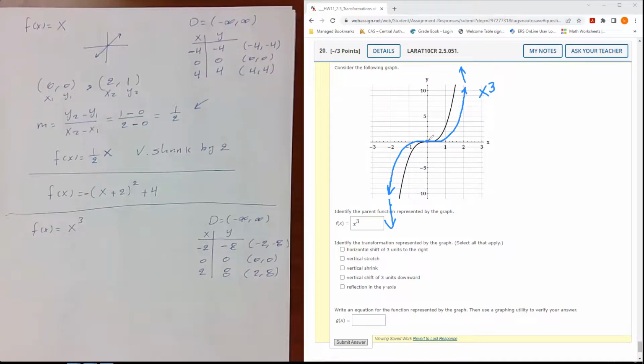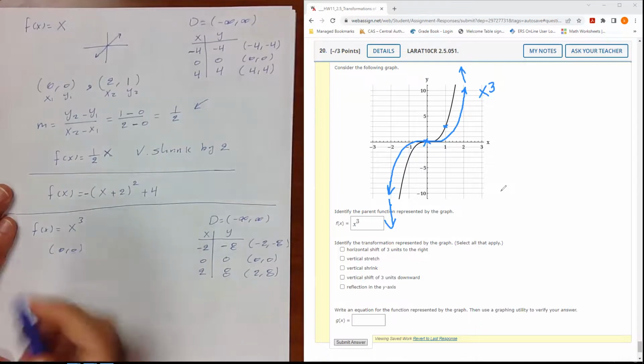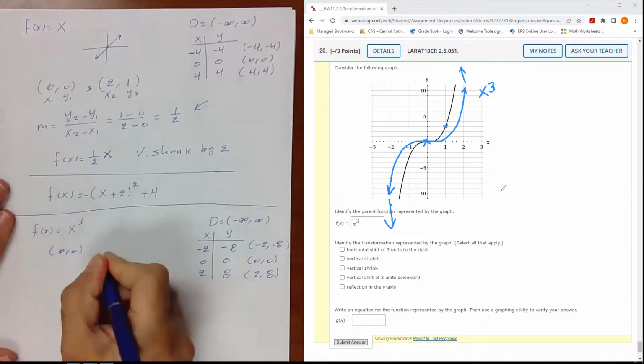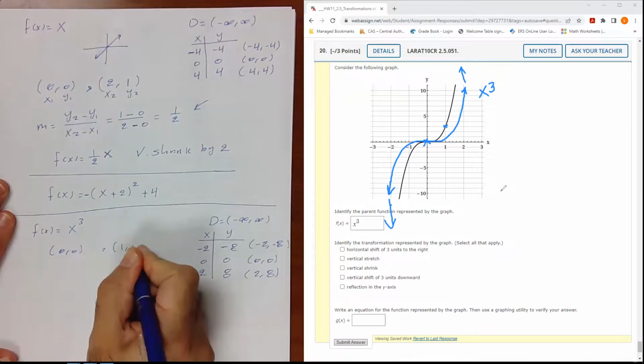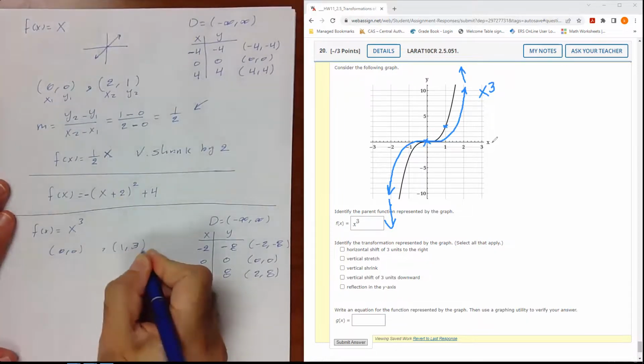So to find that, pick 2 points from the graph. Let's choose this point and choose this point. This one and this one. That means I'm going to say the first point is 0, 0. You can choose any points from the graph, but I'm choosing this point because it's easier to graph it. The second one is 1 and 3. So 1, 3.